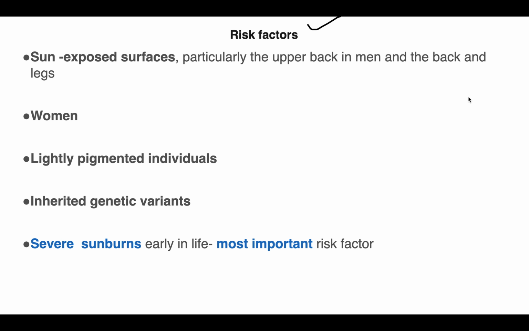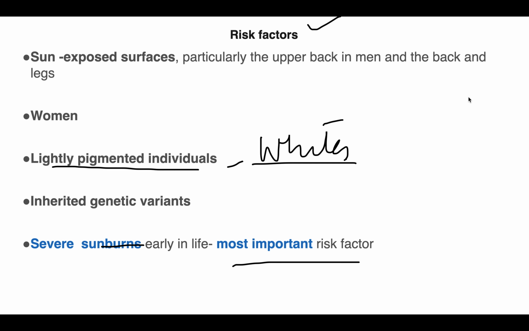Lastly, going to the risk factors in case of malignant melanoma: you have sun exposed surfaces, women are more predisposed, and lightly pigmented individuals, that is, it is common in whites, because naturally the pigment is preventive. So lightly pigmented individuals are more prone. Some genetic variants and severe sunburns are also very important risk factors in malignant melanoma.